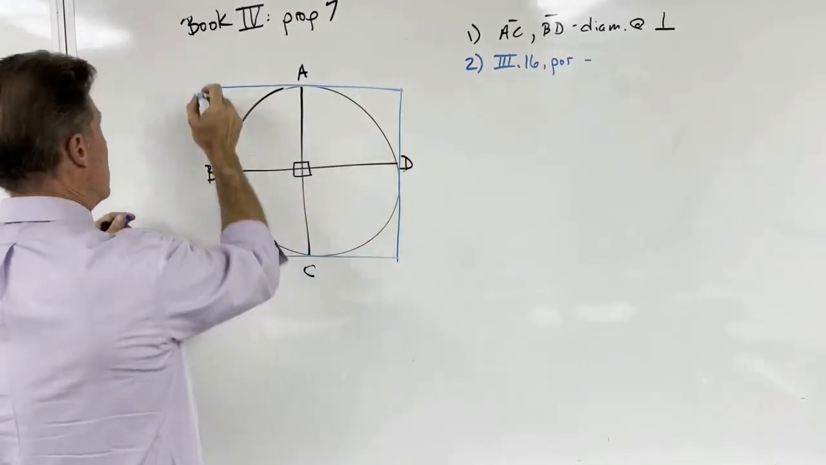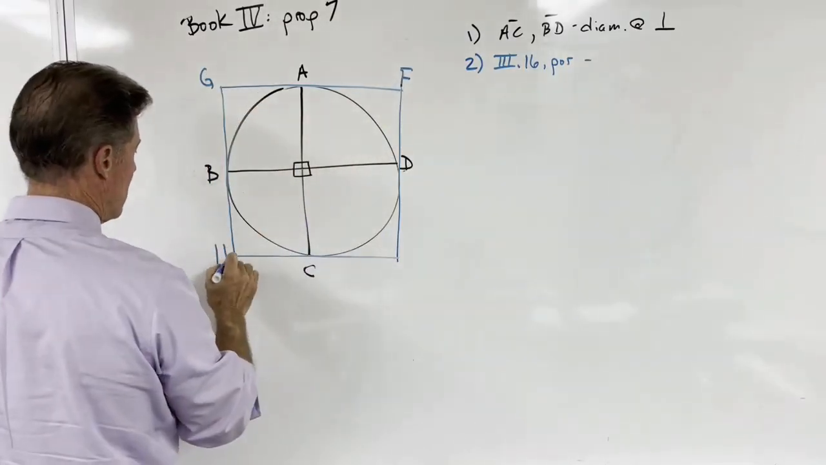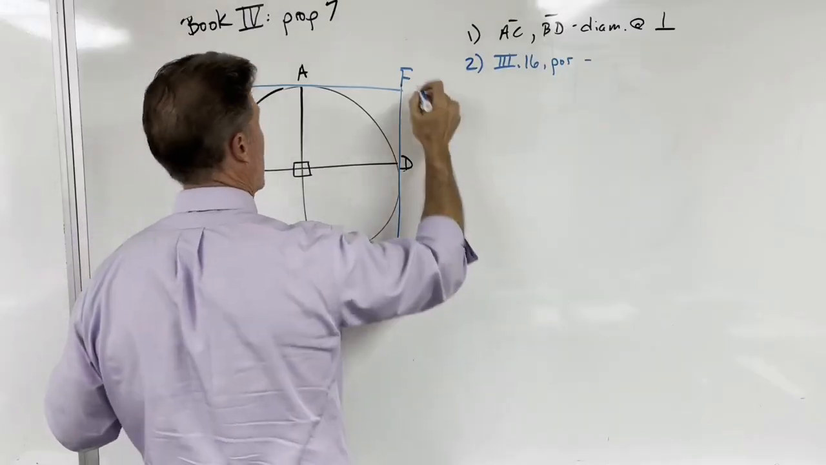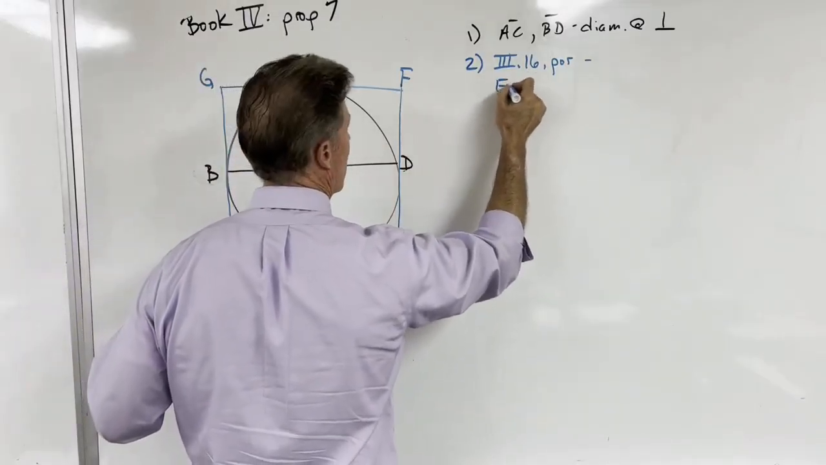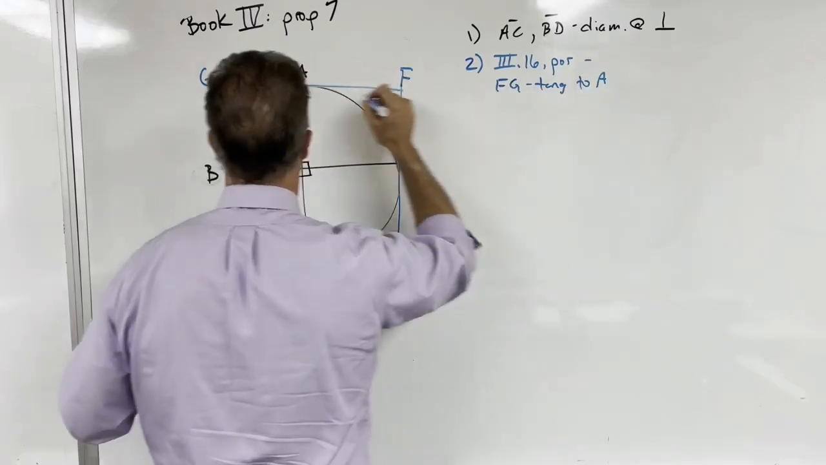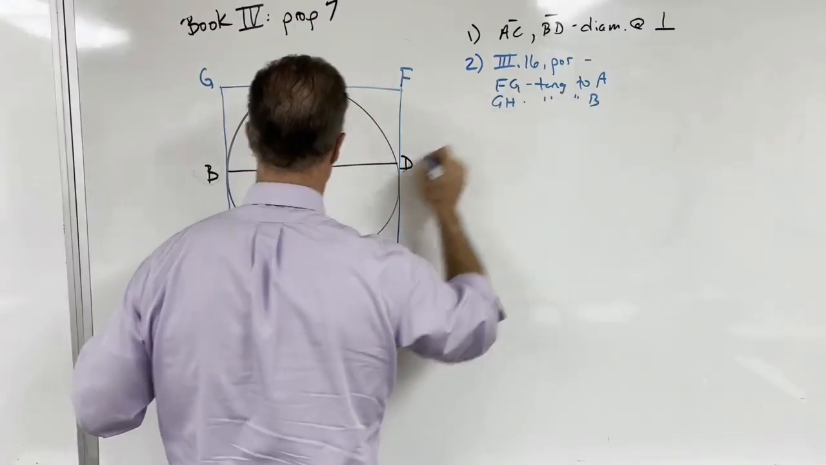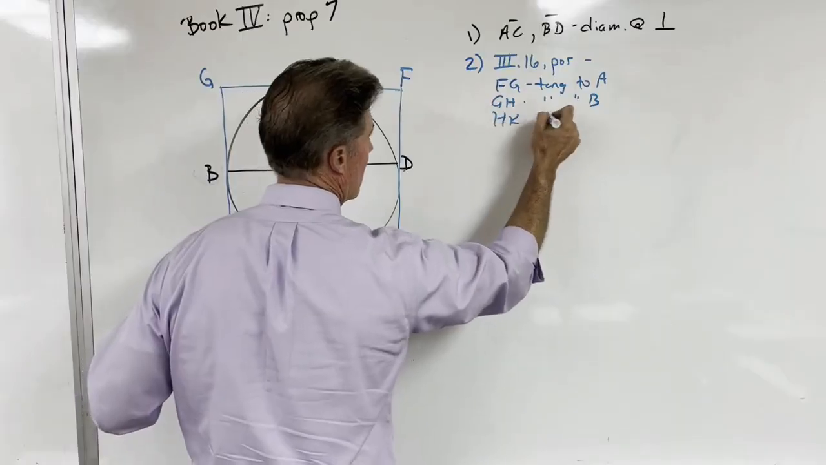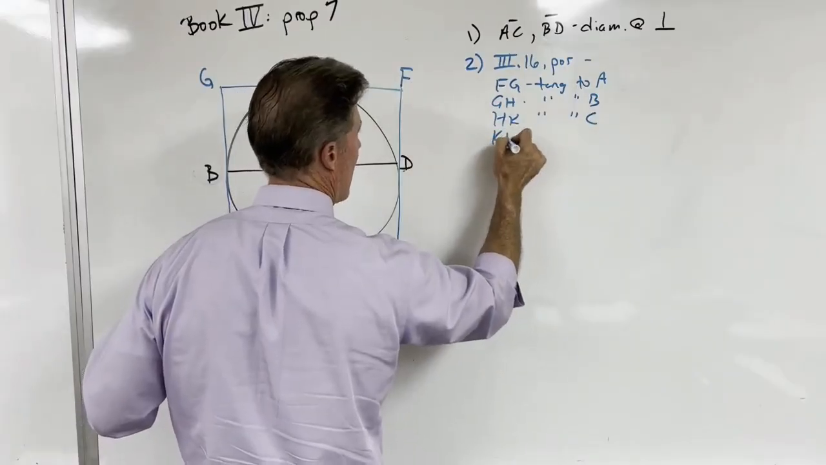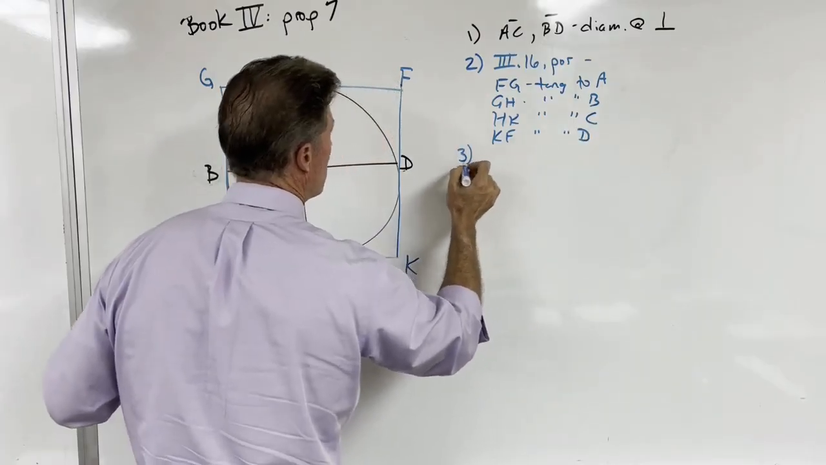So we're going to create, let's call this FG, GH, and HK, and KF. So we're going to create FG that's tangent to A, all right, and GH tangent to B, and HK tangent to C, and KF tangent to D.